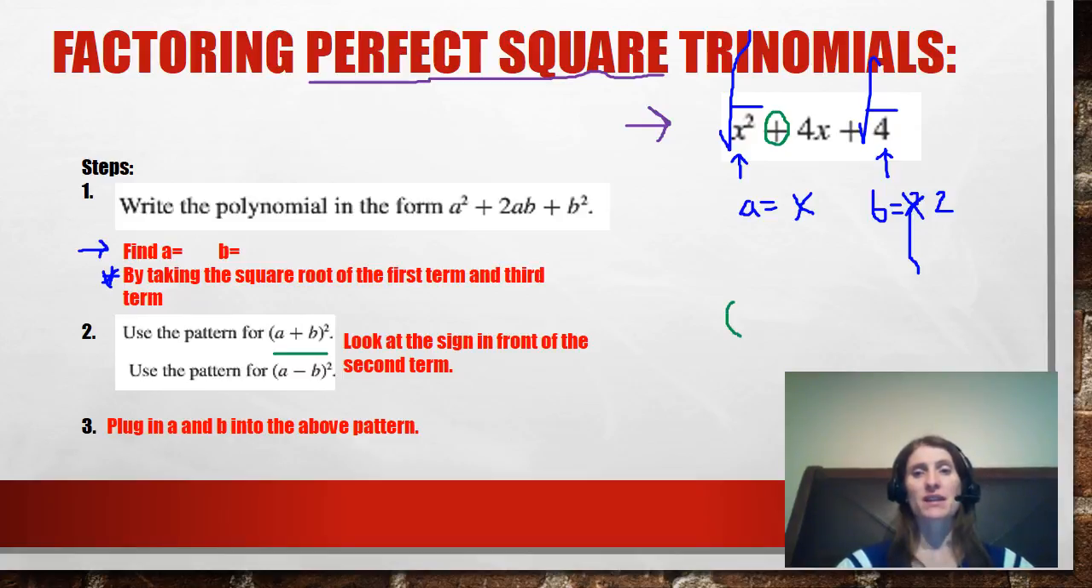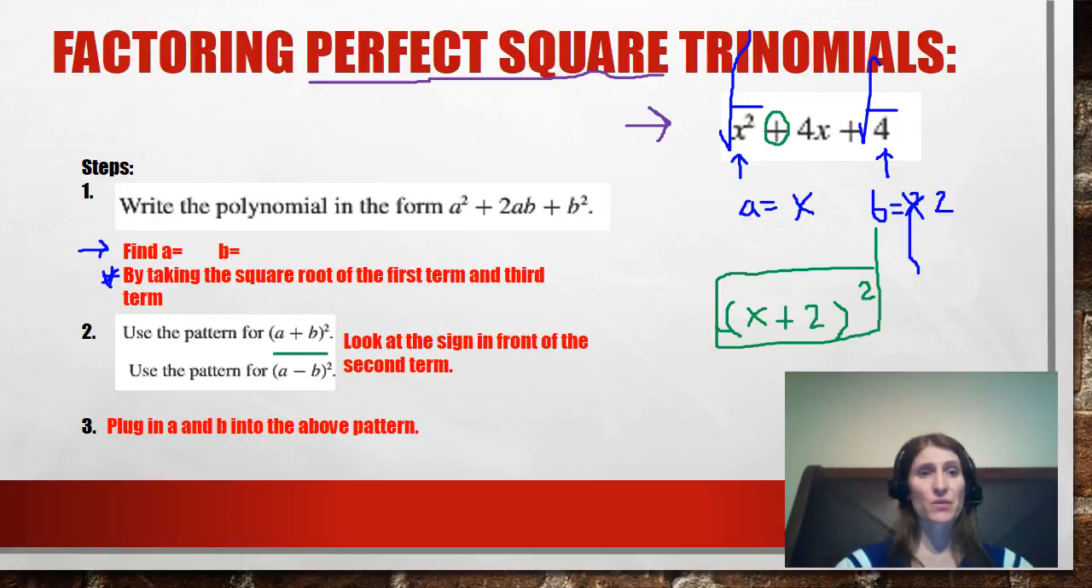Okay, and step 3 then comes into play, and it says we're going to plug in A and B into the above pattern. So I'm using the plus one. I know that A is x, so I'm going to put an x in place of A, and B was 2, so I'm going to put a 2 in place of B. And that, my friends, is our answer. Okay? And you just factored that perfect square trinomial.